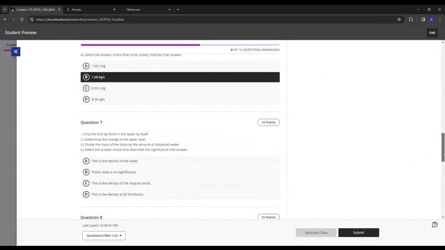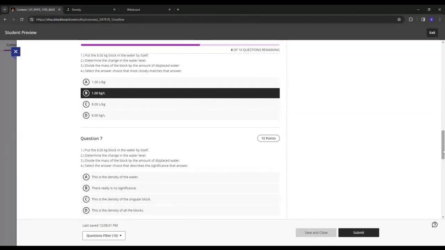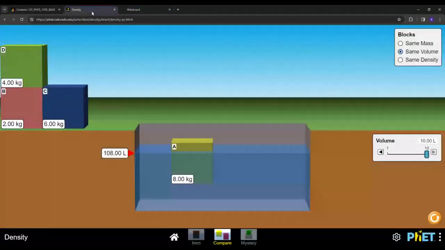Now, this is the tricky part, and like I said, where you need to be careful not to misconnect some information. The information here, the volume of the water is 8 liters. The volume of the block is 10 liters, right? So those are different numbers, but the mass of the block and the mass of the water is the same. That's what allows these to balance out and to float.